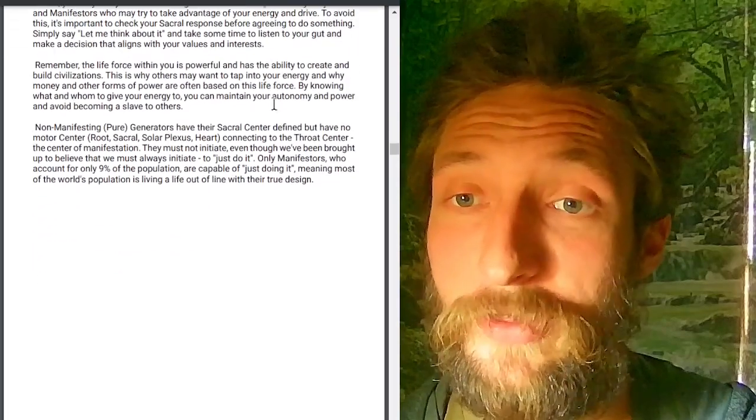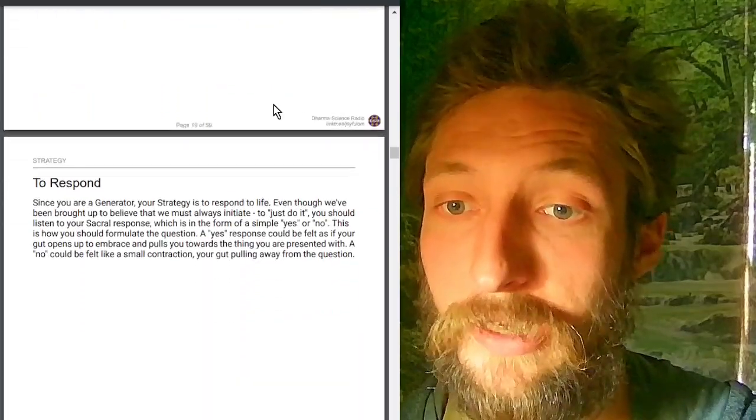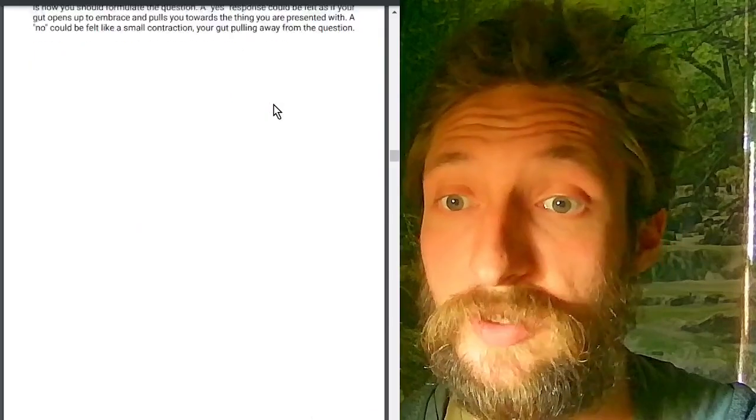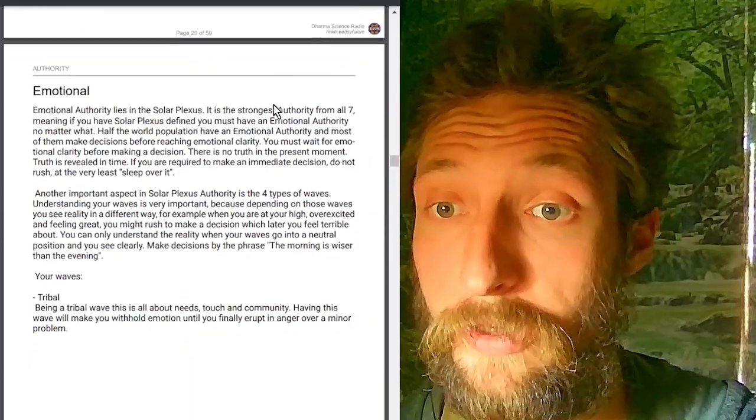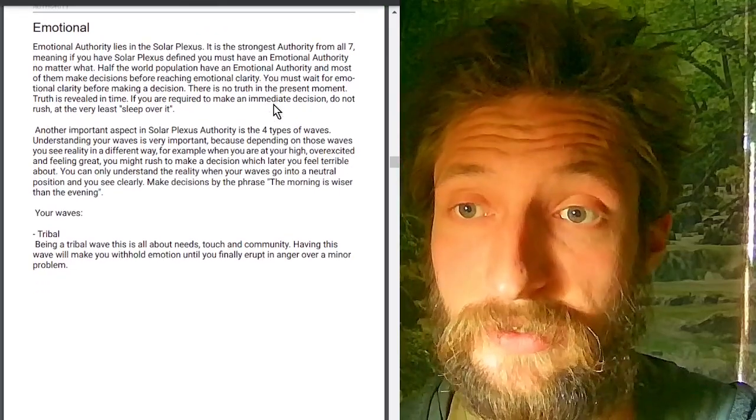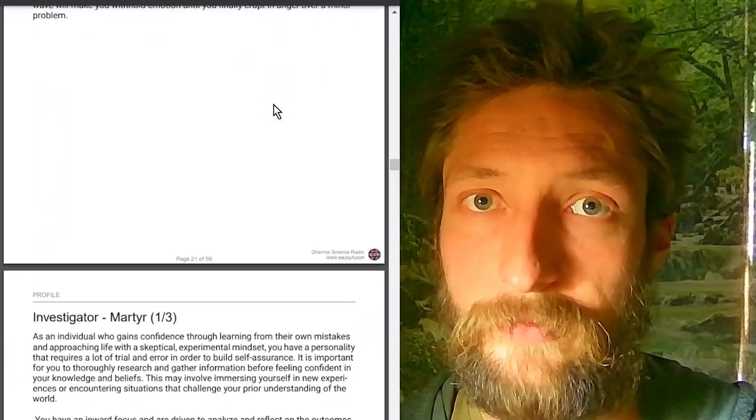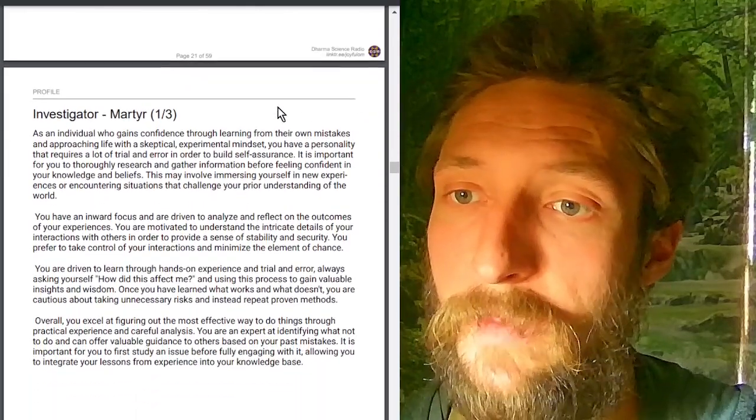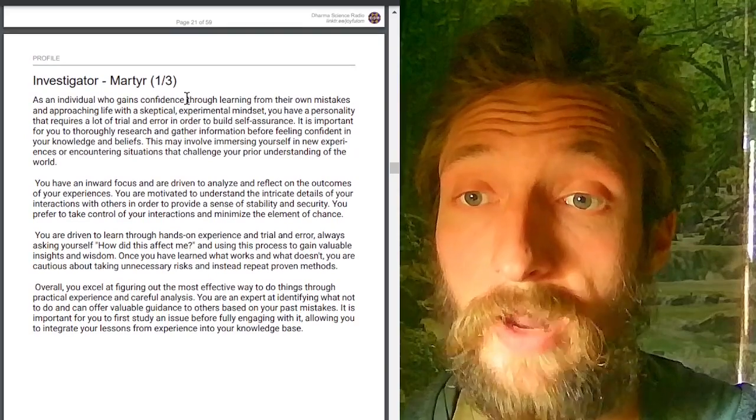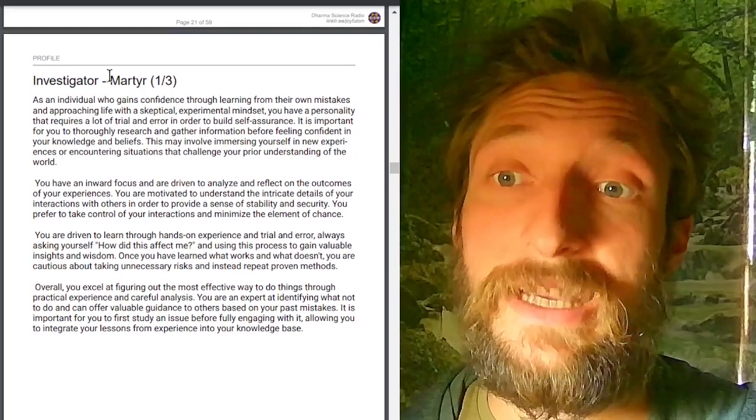And so that's a little taste of what's going on in these reports here. That's talking about the generator right there, and now it's talking about the strategy of the generator, to respond. Here it's speaking of my emotional inner authority, a deeply powerful system. It's important to know how your authority functions. I mean, it's the basis of making decisions, after all. And then after that, it goes into my profile, that of the 1-3, the investigator and the martyr.